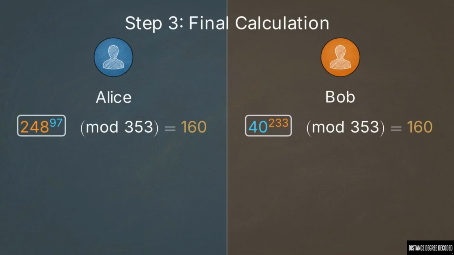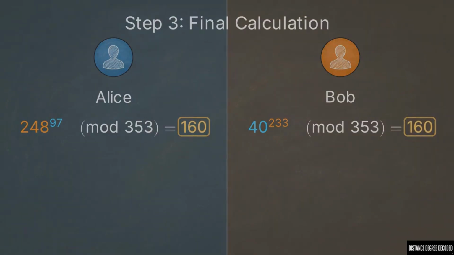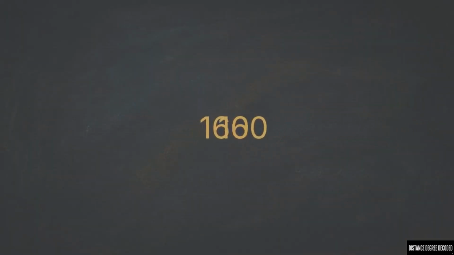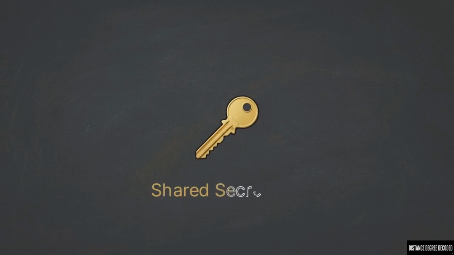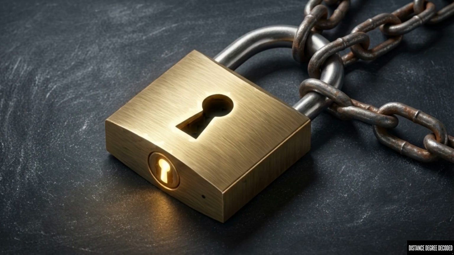Look closely at the math. Both parties executed different calculations using their own distinct private keys, yet they arrived at the exact same final number, 160. That number was never transmitted. We have successfully generated an identical key on two isolated machines. Because both sides now possess this matched value, they can use it as a shared secret key to encrypt and decrypt their actual message data.